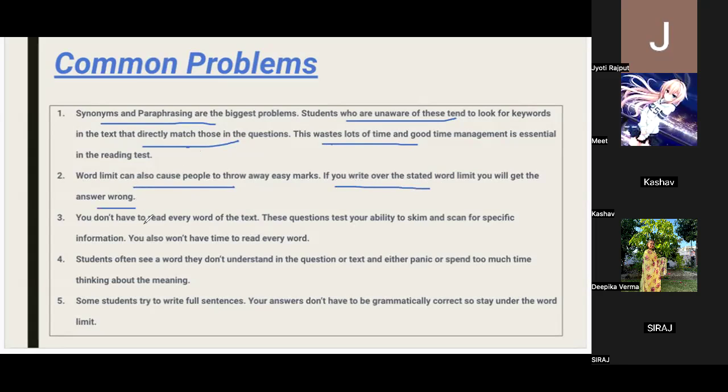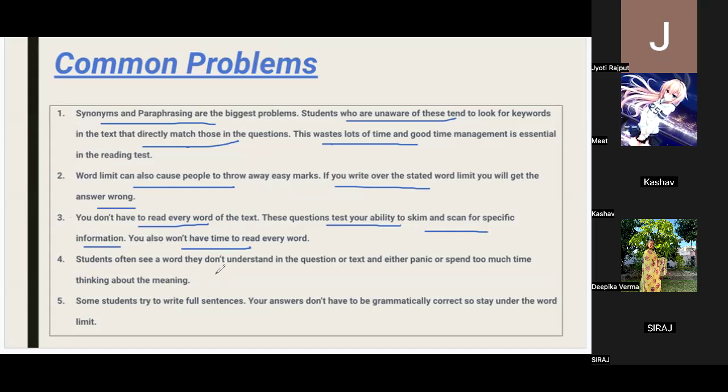You don't have to read every word of the text. आपको सारे words को read नहीं करना. This test is your ability to skim and scan for specific information. आप specific information के लिए read कर रहे हो, so you also won't have time to read every word. आपके पास सारे words को read करने का time नहीं है. You are focusing on some keywords, scanning specific information के लिए, right?